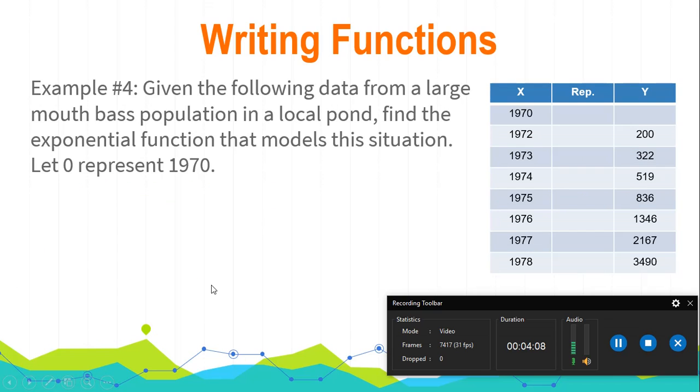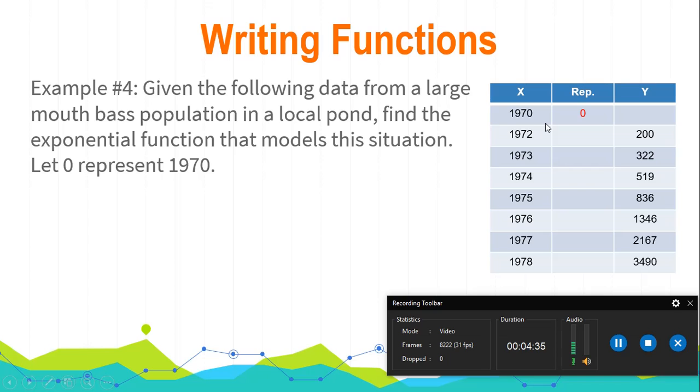In example number 4, we have data provided from a largemouth bass population in a local pond. We need to find the exponential function that models this situation. They're telling us to let 0 represent 1970. 1970 is the base year where they took the initial reading of bass in the pond. We are going to represent that with 0. So this is really x equals 0.